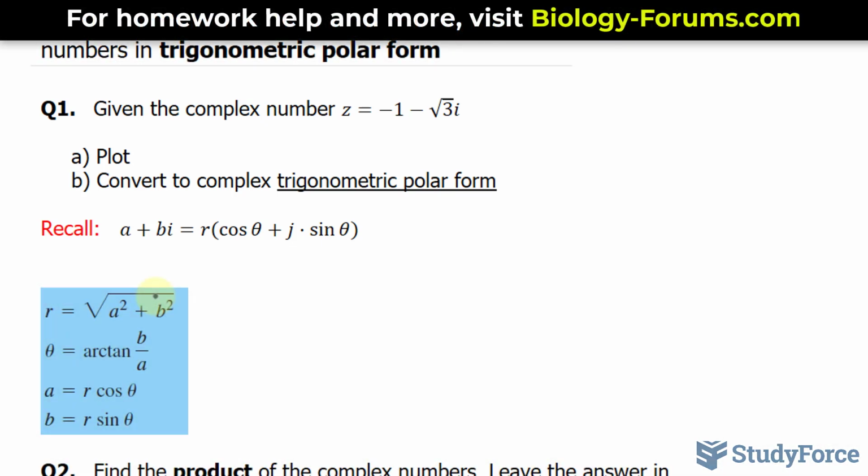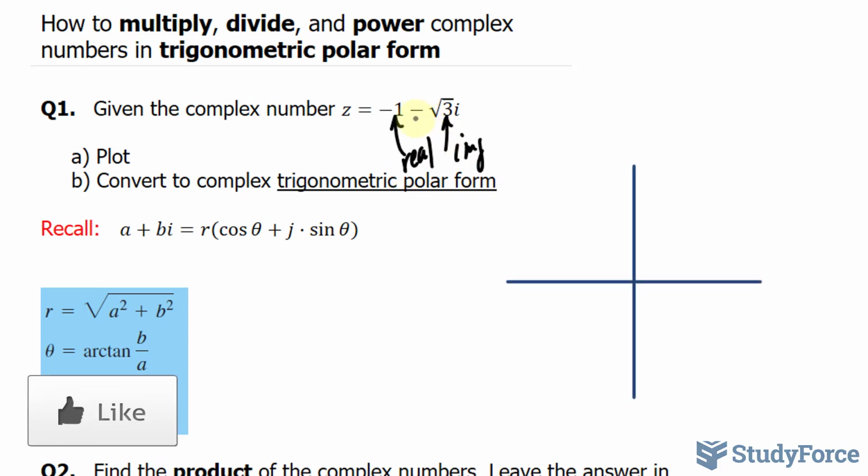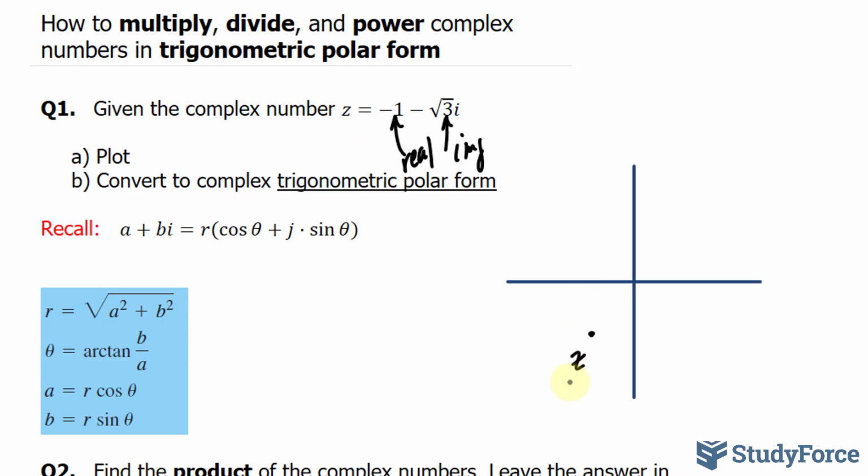That being said, I'll create an xy plane where my y-axis represents the imaginary numbers and my x-axis represents the real numbers. Negative square root of 3 means that we'll be going down, and this -1 means that we'll be going to the left 1 unit. So our point should be in the third quadrant. I'll call this point z. This is negative square root of 3, and this is -1. That takes care of A.